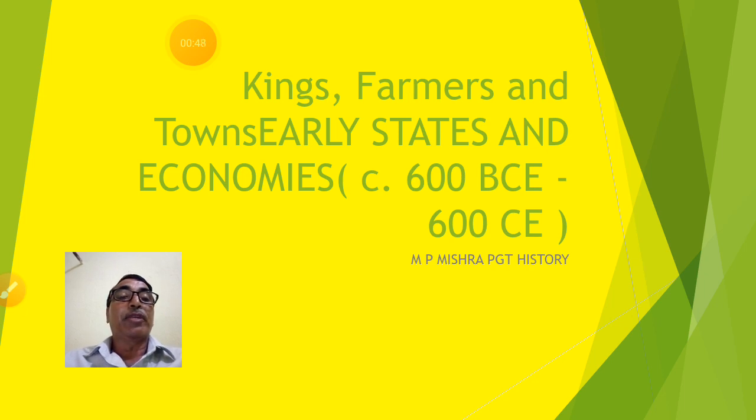This is one of the very easiest chapters, and it is the second lesson of the first part of the history book, in which we are going to learn about kings, farmers, and towns, covering the period 600 BCE to 600 CE.